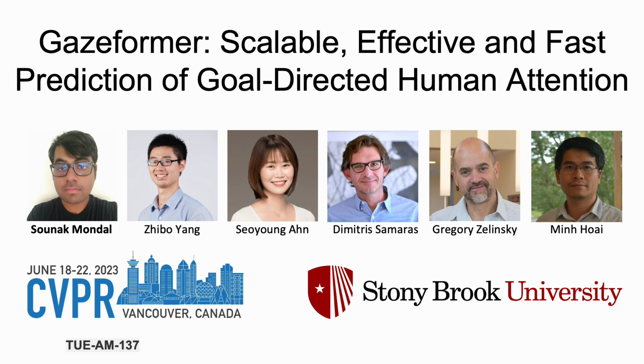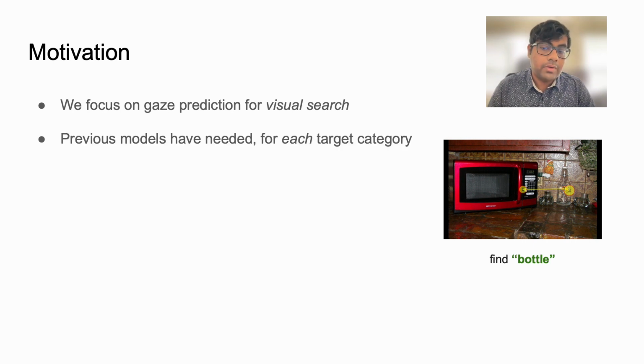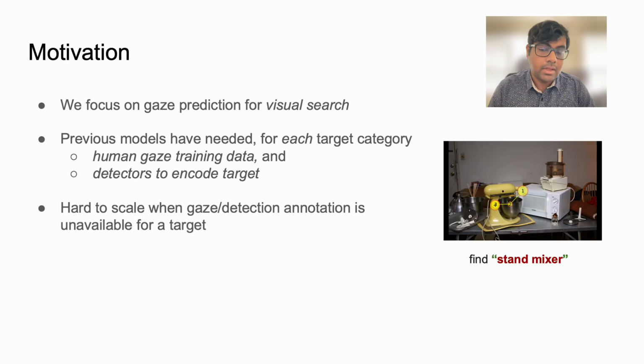I am excited to talk about our model, Gazeformer, which offers scalable, effective, and fast gaze prediction for visual search. Gaze prediction for visual search involves predicting eye movements of a human searching for a target. Previous gaze prediction models have required gaze training data and detectors for each target category. Hence, these models do not scale well when gaze or detection annotation is unavailable.